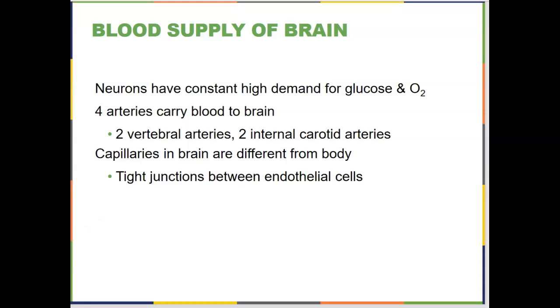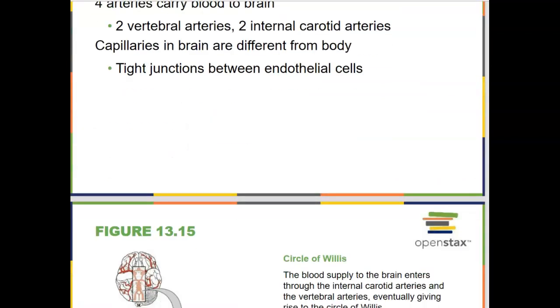Okay, so what is going on with the brain here? The blood supply to the brain is essential because the brain requires lots of oxygen and glucose to survive. There are 2 vertebral arteries, 2 internal carotid arteries, and just tons of capillaries throughout the brain. There are tight junctions among the endothelial cells holding the brain together.